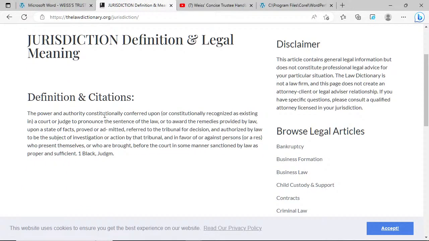The power and authority constitutionally conferred upon or constitutionally recognized as existing in a court or judge to pronounce the sentence of the law or to award the remedies provided by law upon a state of facts proved or admitted, referred to the tribunal for decision and authorized by law to the subject of investigation or action by that tribunal, and in favor of or against persons or a thing, res, who present themselves or who are brought before the court in some manner sanctioned by law as proper and sufficient. So what is that saying in layman's terms? Basically, the court's authority to make a judgment or submit an order or ruling against or for someone.